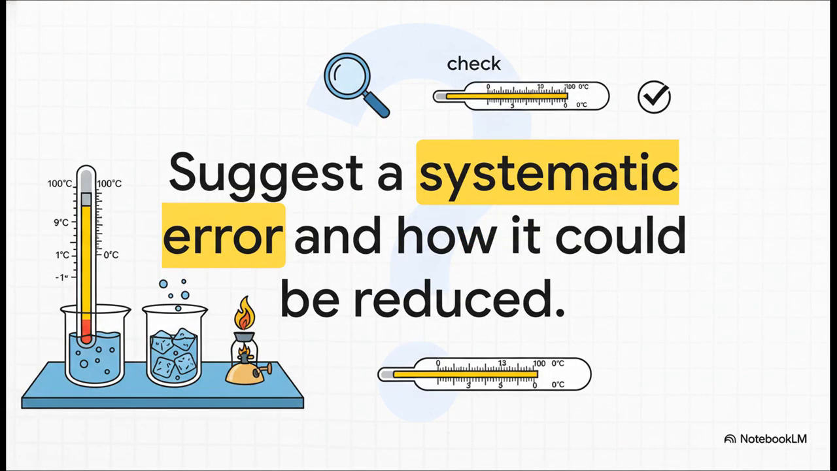Okay, here's a slightly tougher one on errors. A perfect example of a systematic error would be a thermometer that's not calibrated right. Maybe it always reads 1 degree too low. How do you reduce it? Well, you could check it against known temperatures, like putting it in boiling water to see if it reads 100 degrees, or you could just use a different, more reliable thermometer.